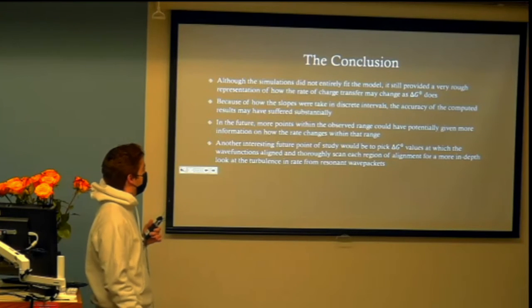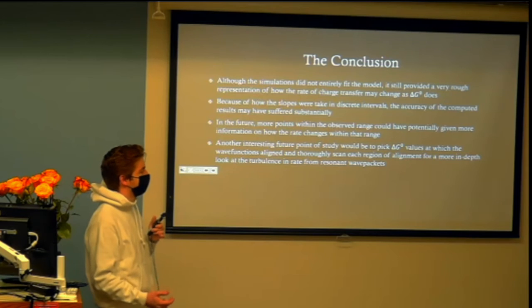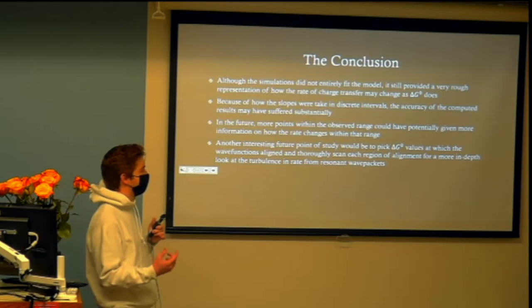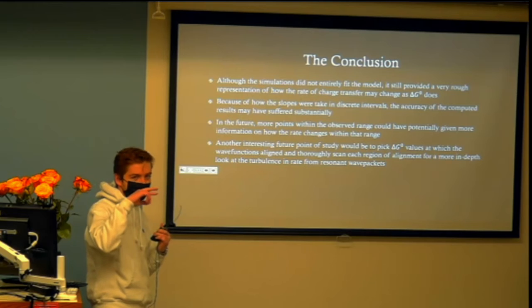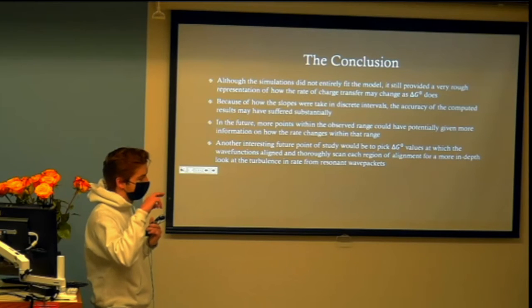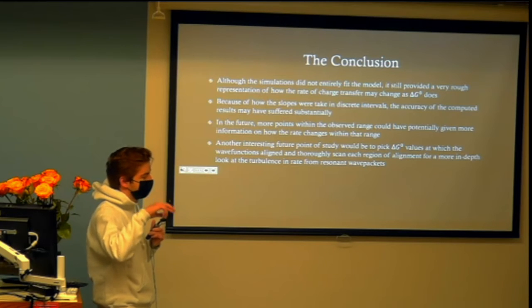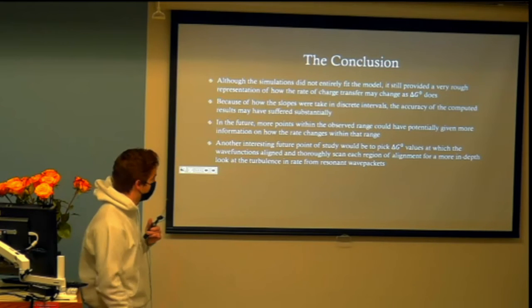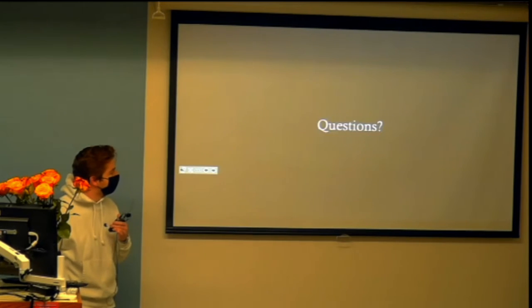within that region. Another interesting future study would be to pick energy offset values at which the wave functions align specifically, and you could thoroughly scan the area around the region where they align, as in like you could see how the rate would change specifically in alignment. That could explain the turbulence.